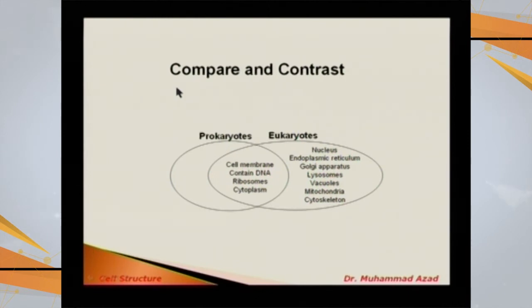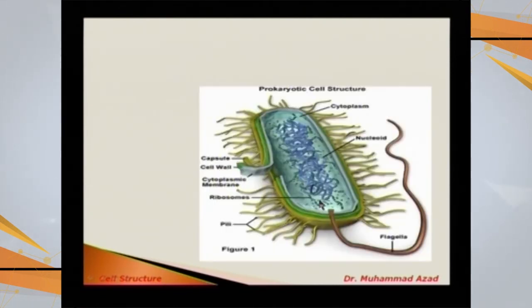Comparing and contrasting the prokaryotic and eukaryotic cell, the common features in both are the cell membrane, DNA, and ribosomes, though there is a difference we will be discussing later on, and the cytoplasm is present in both. While the nucleus, endoplasmic reticulum and all the other membrane bound organelles are present only in the eukaryotic cell.